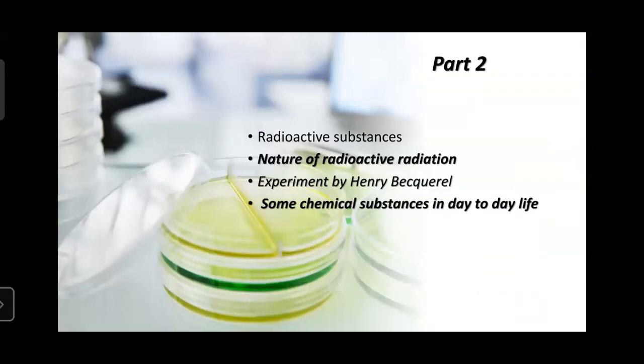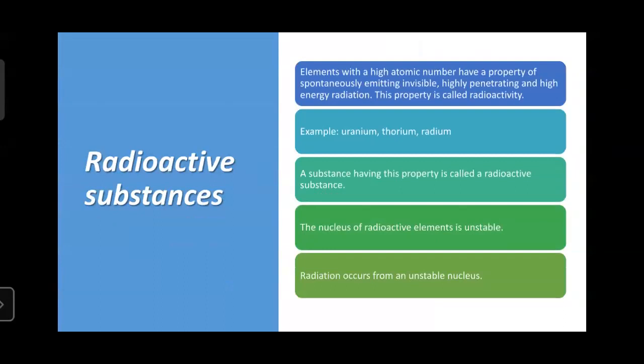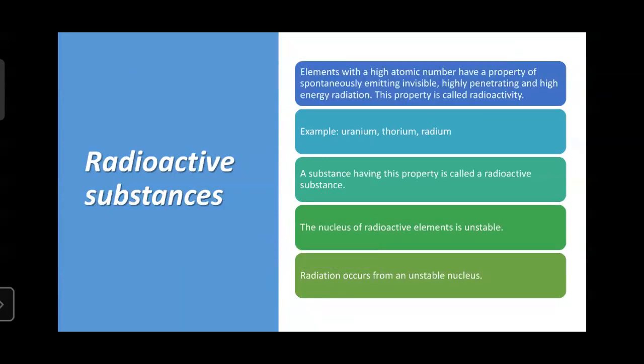There are some chemical substances which are used in day-to-day life. First, radioactive substances. Elements with high atomic number have a property of spontaneously emitting invisible, highly penetrating, and high energy radiation. And this property is called radioactivity, for example, uranium, thorium, and radium.